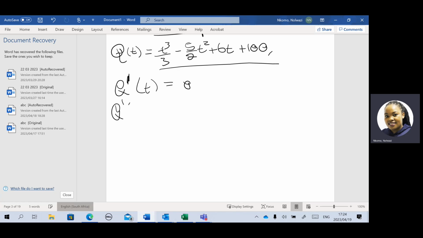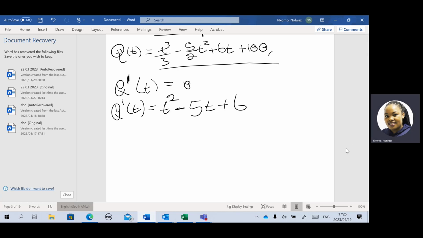Okay, let's find the first derivative of Q. We have T cubed over 3. If we differentiate T cubed over 3, you should get T squared, and we have to differentiate 5 over 2 T squared. If you differentiate that, you will find minus 5T. The derivative of 6T is just 6. The derivative of 100 is 0. Then the next step, you equate this derivative to 0, then you solve.